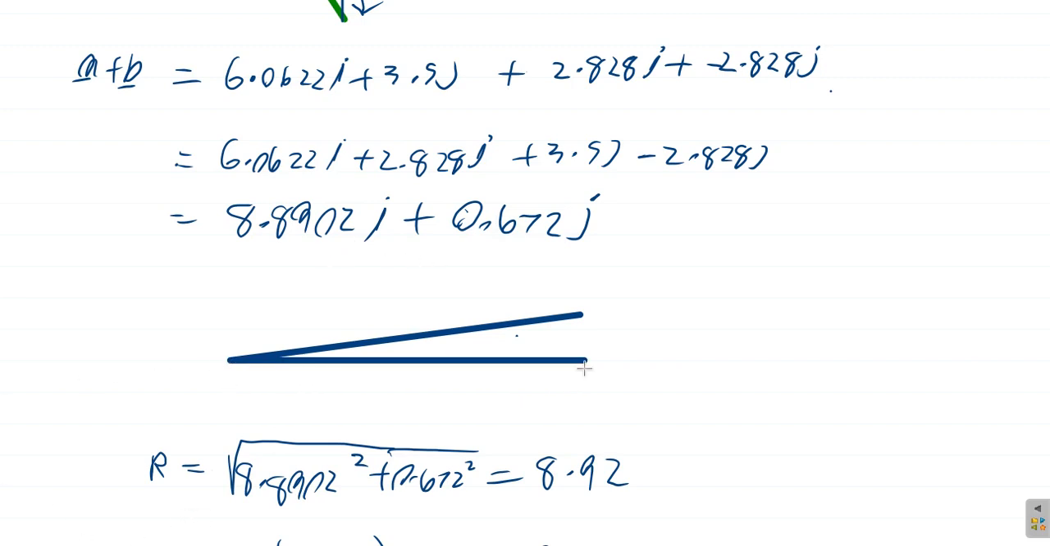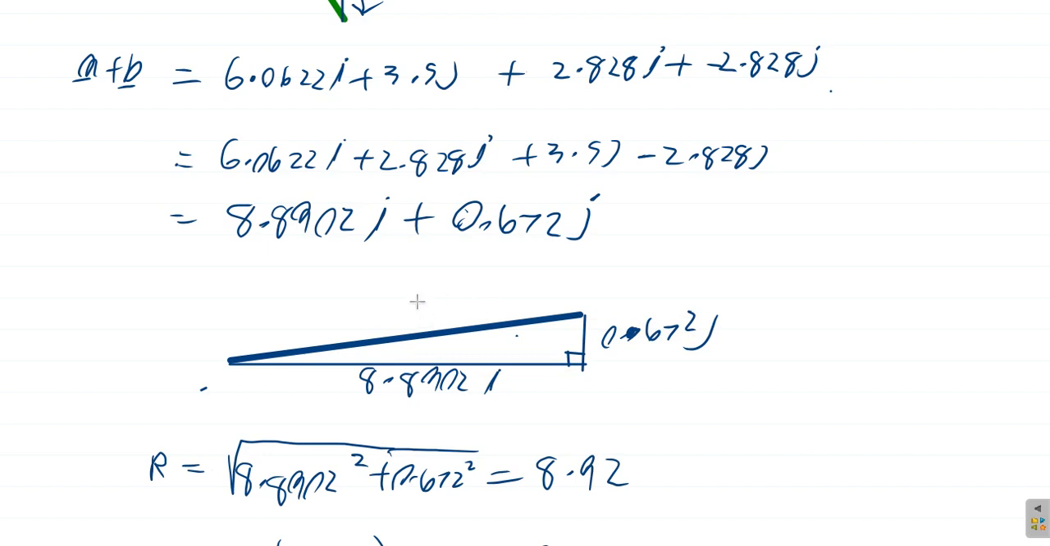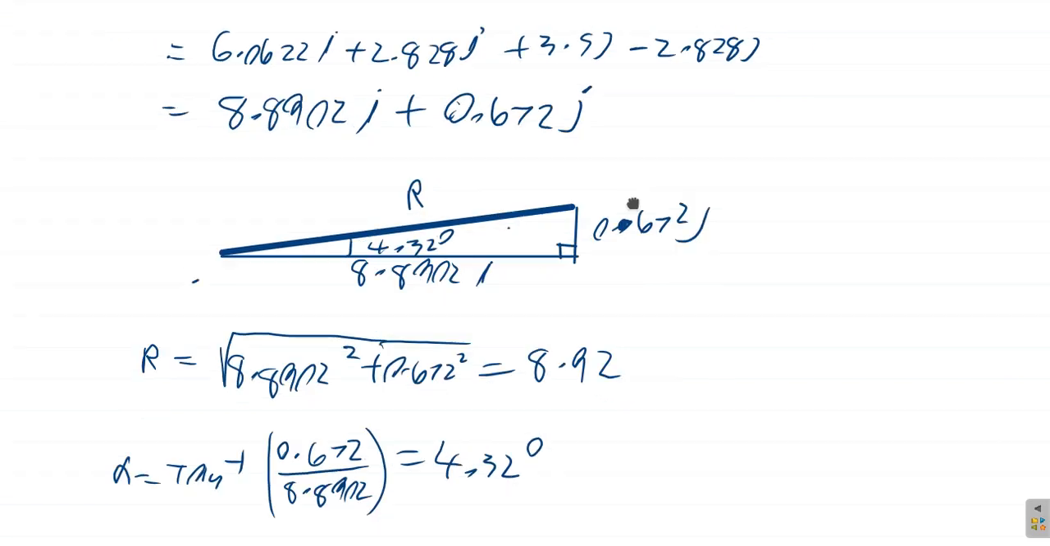It should be like this. It should be 8.8902I and 0.672J upwards. Right. So that is what you really should have. Alright. So this angle is 4.32 degrees.